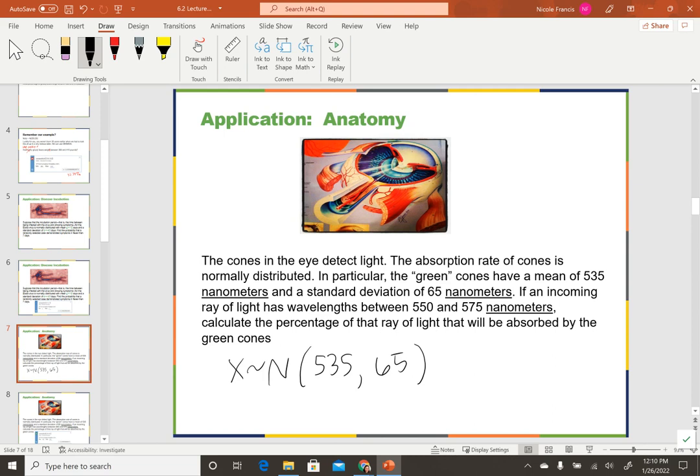So I would like you to pause the video right now, go to Desmos, put in between 550 and 575, and see if you can finish this problem. Pause the video, give it a try.